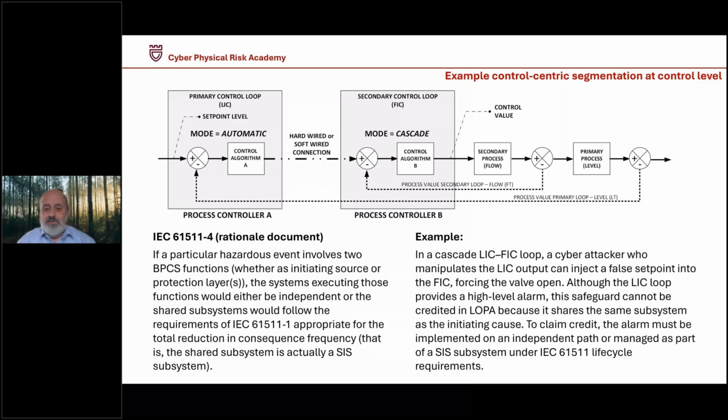Sometimes you find in hazard analyses that they take credit in the LOPA analysis. LOPA is the methodology that determines which and how many safety barriers you need. They take credit for the operator alarm, and you cannot do that according to this statement in the 4. Let me go very quickly now because I have only 2 minutes.